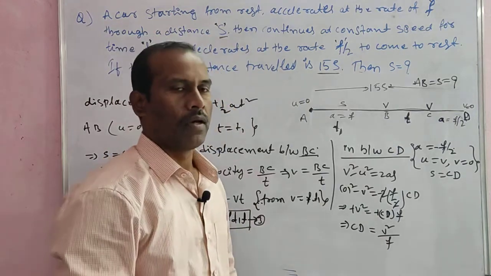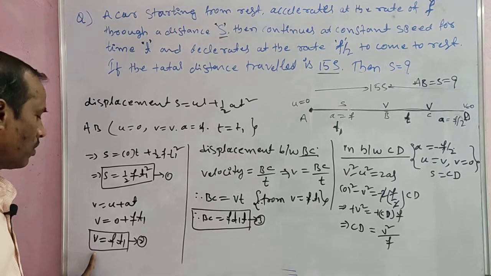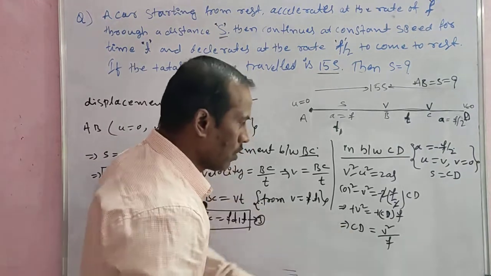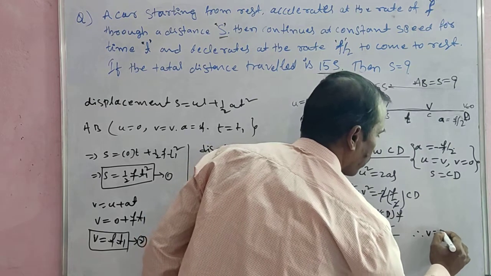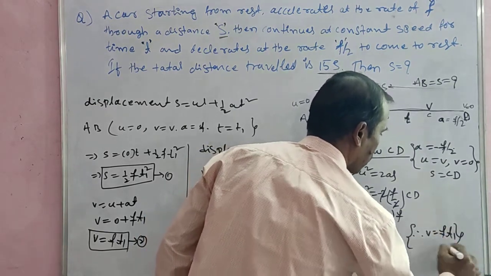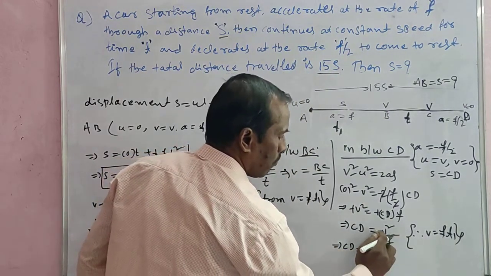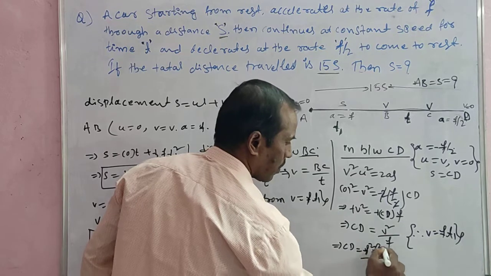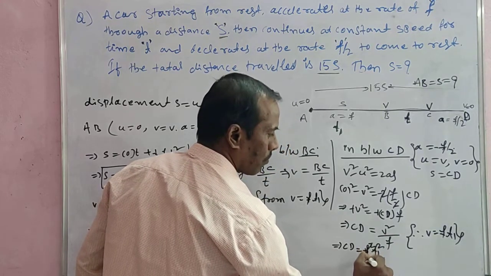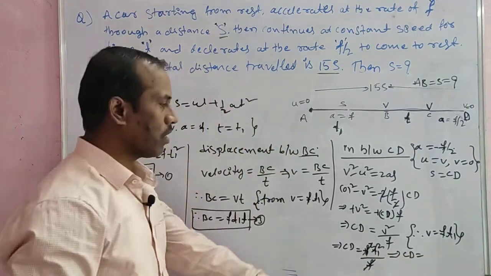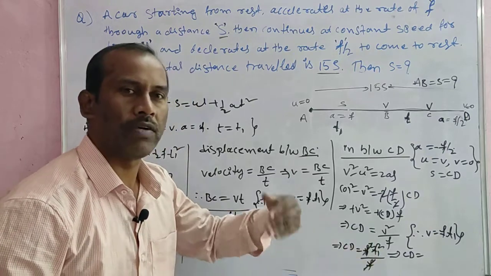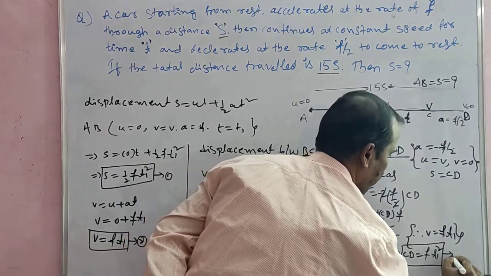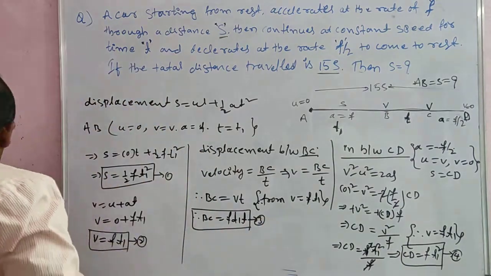From equation 2, V is equal to FT1, substituting this into the equation. So CD is equal to F square T1 square by F. The F gets cancelled, and the remaining term is CD is equal to FT1 square. This is equation 4, note this one.